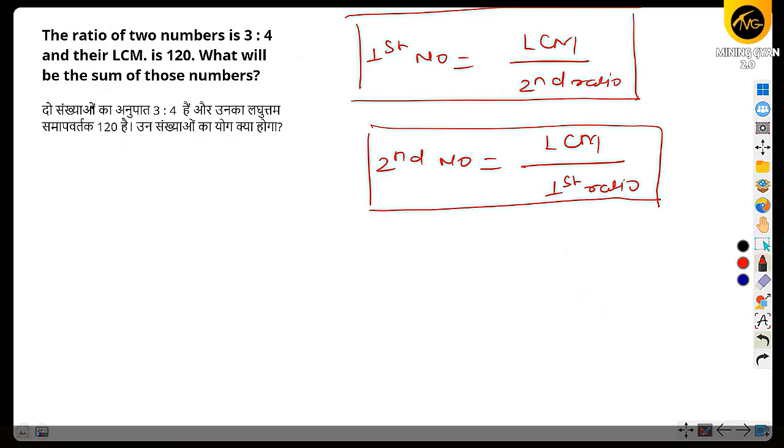Now, what is the question? What will be the sum of those numbers? So first of all, we have to find the first and second number. Then we have to sum those numbers. So the first number is equal to the LCM. What is the LCM? 120.